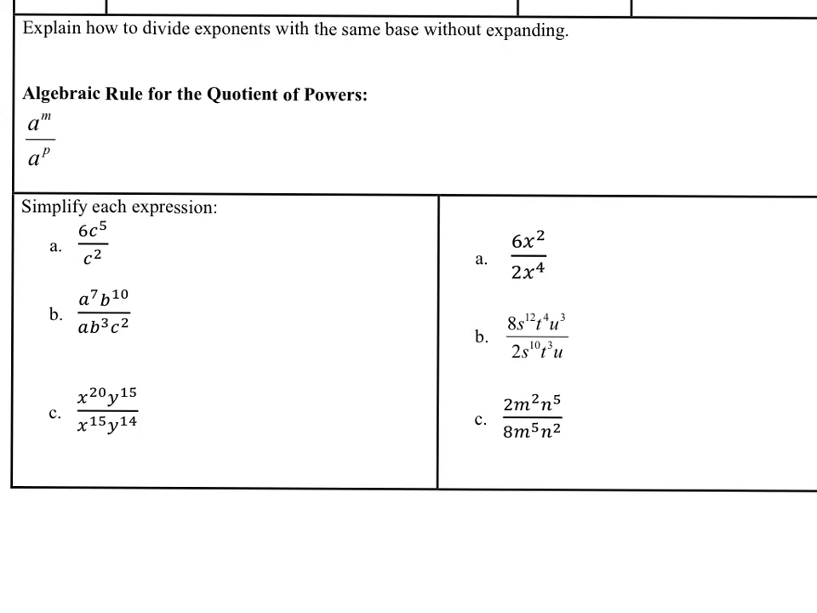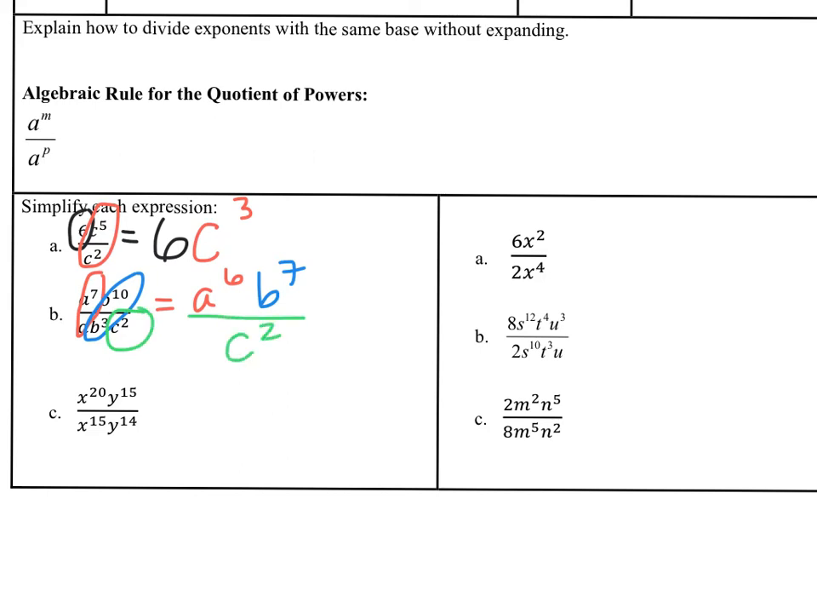So let's try a couple of these. First of all, this 6, kind of like before, has nothing to really divide with, so it's going to remain 6. But then if I look at c to the fifth and c to the second, since they're like bases, I'm going to subtract to get c to the third. If I look at the next one, a to the seventh over a to the first, if I subtract those exponents, that gives me a to the 6th. B to the 10th over b to the 3rd. 10 minus 3 is 7, so b to the 7th. And then c has nobody to divide with, so it's just going to stay down in the denominator, over c squared.